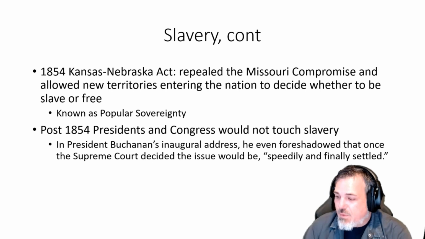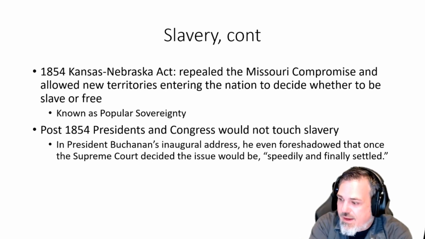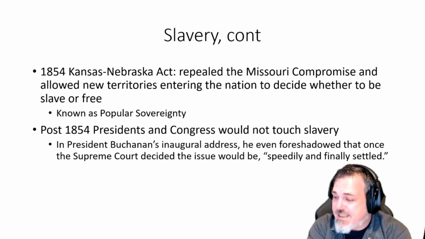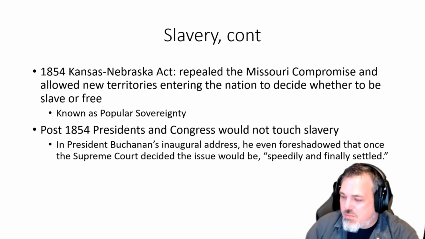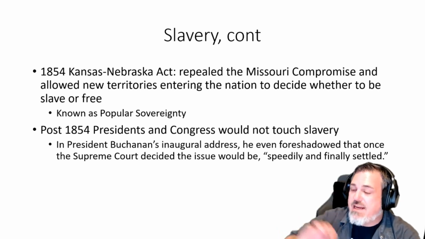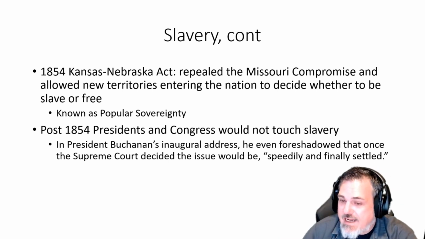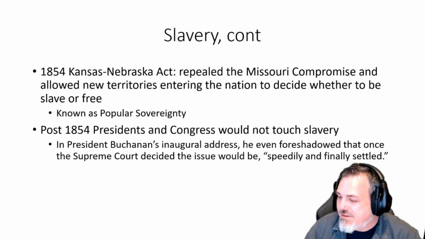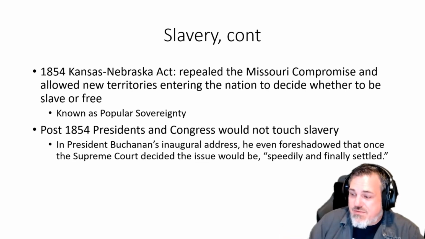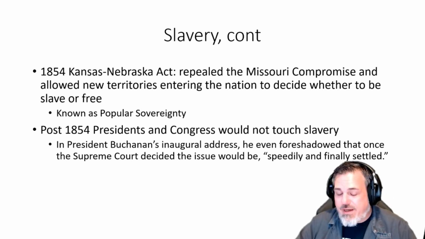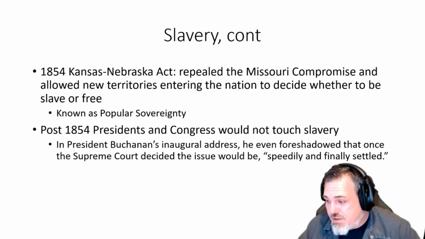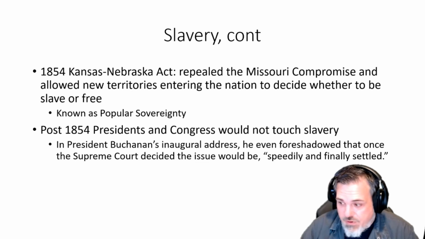President Buchanan, when he takes office, explicitly says that he's not dealing with slavery, and even pushes the ball directly into the United States Supreme Court's lap and says that the issue will be finally dealt with once the Supreme Court has decided. We will speedily and finally have it settled. So members of the elected branches of government weren't touching this thing, and very clearly went, the Supreme Court can figure it out, for exactly the same reasons why the Supreme Court deals with the civil rights era in the 1950s and 60s.